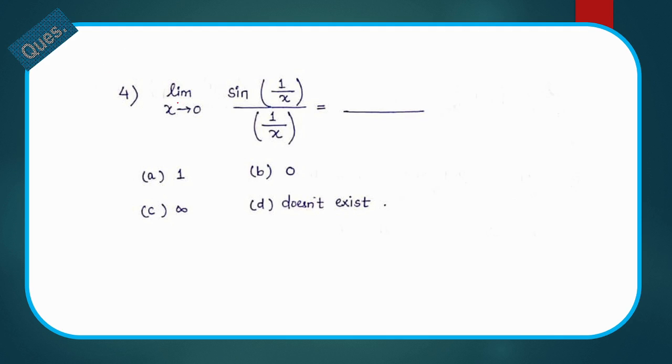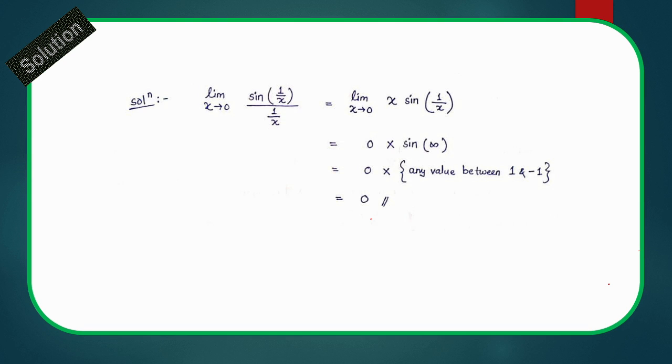Coming to the next question, the question says limit x tends to 0, sin 1 by x whole divided by 1 by x equal to dash. These are the options 1, 0, infinity, does not exist. So let's see. Sin 1 by x divided by 1 by x, we can take the x to the numerator and it will become limit x tends to 0, x into sin 1 by x.